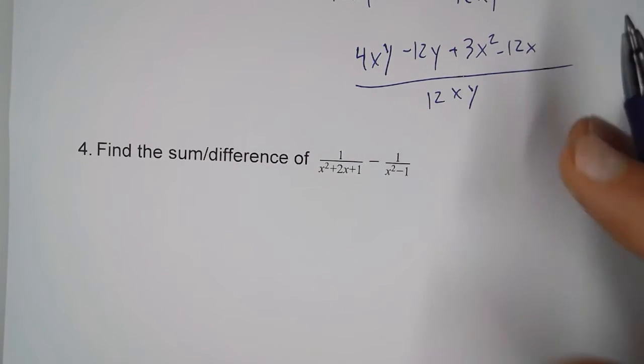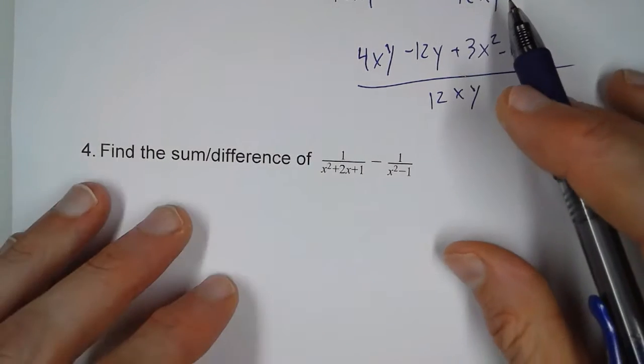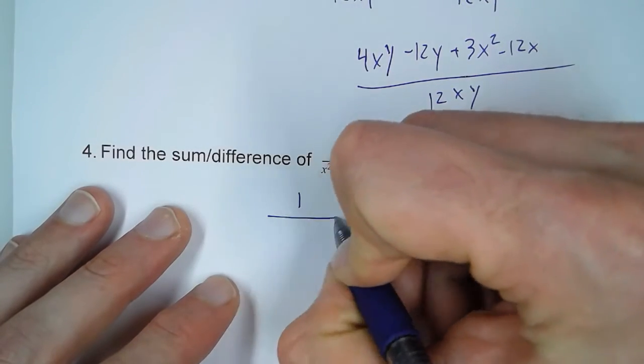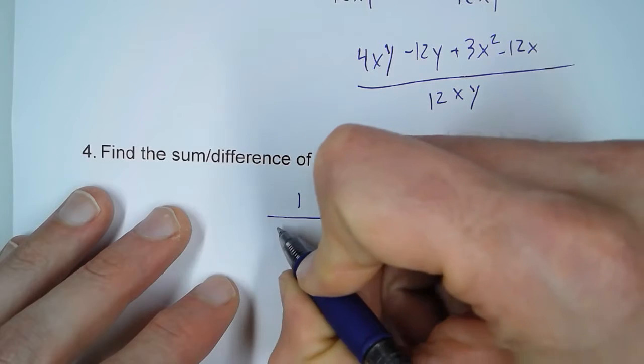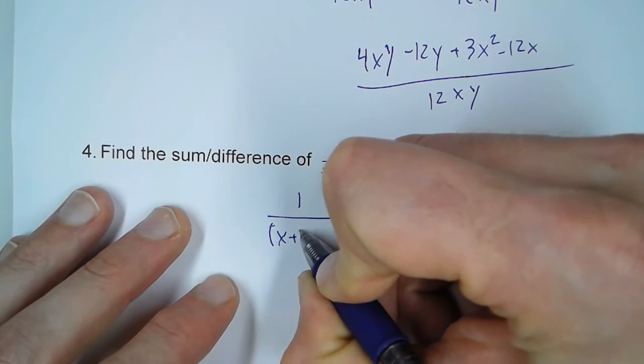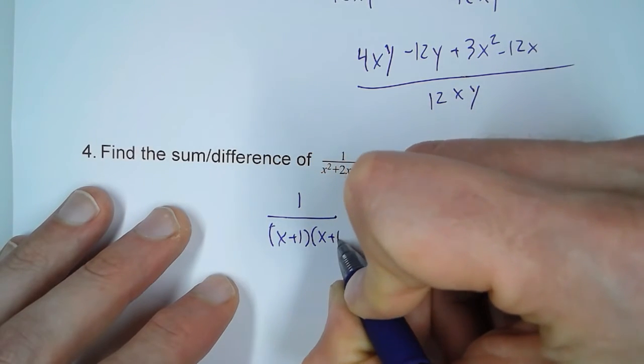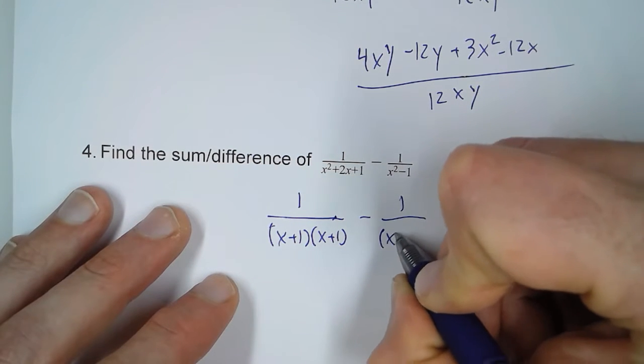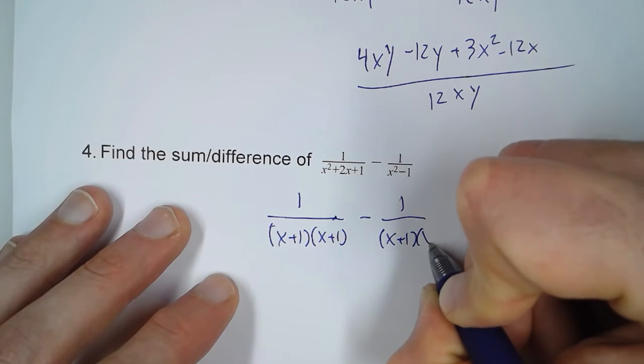For number 4, in order to do this one, we first have to factor both of these. So let's write this as x squared plus 2x minus 1. That factors into x plus 1 times x plus 1. The second fraction, x squared minus 1, that factors into x plus 1 and x minus 1.